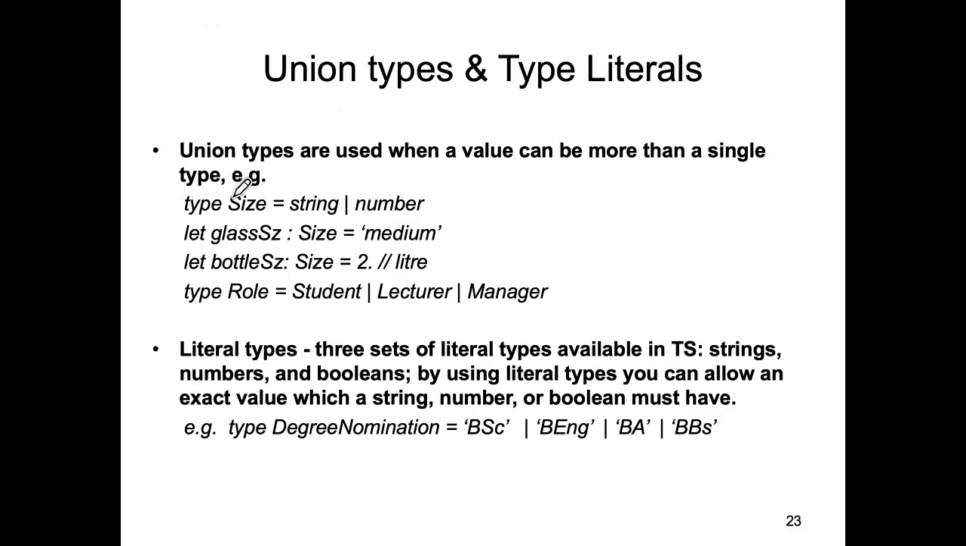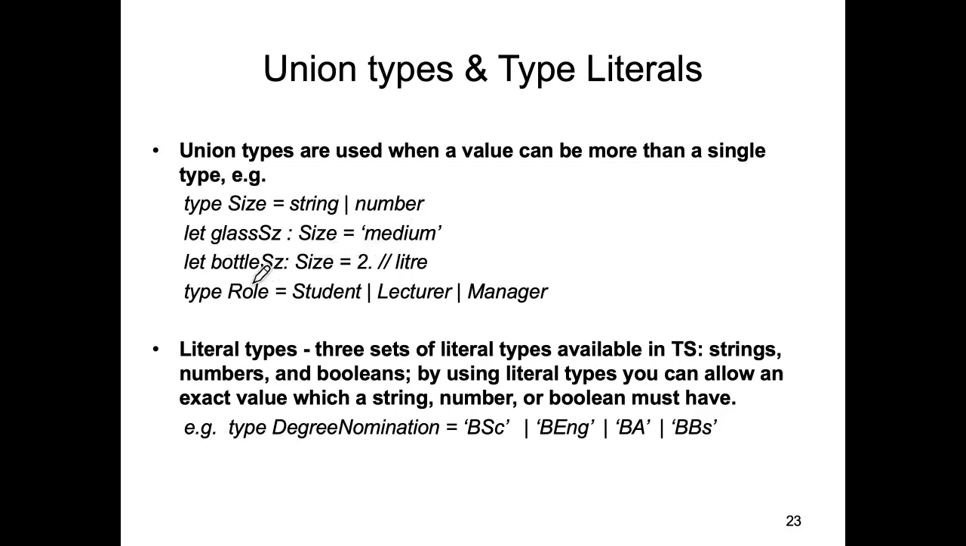Here's an example. I'm declaring a type called size, and I'm saying it could be a string or a number. So size is now an example of a union type, where this is interpreted as an OR. Here are some variables of type size. The first one, glass size, is of type size, and I'm assigning it a string, and that's okay because it's consistent with the declaration. Whereas I've got another variable called bottle size, of type size, assigned a number. The compiler is going to complain about any of that syntax.